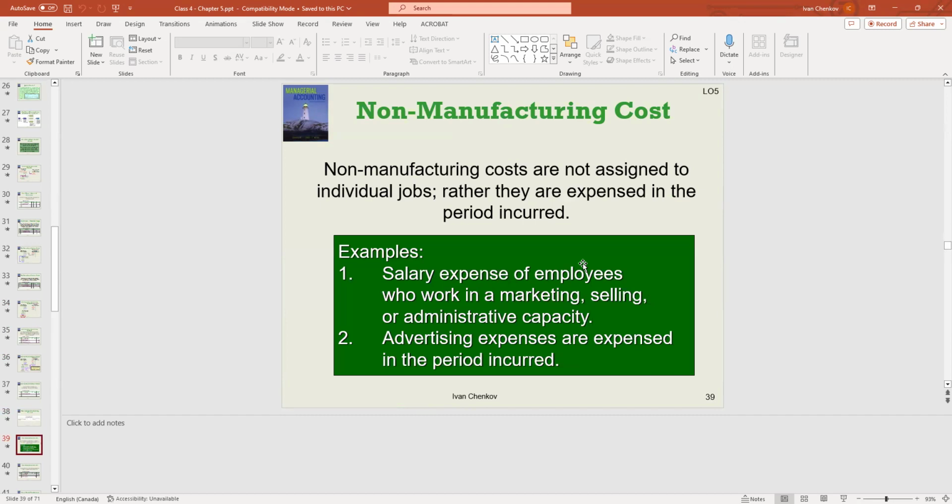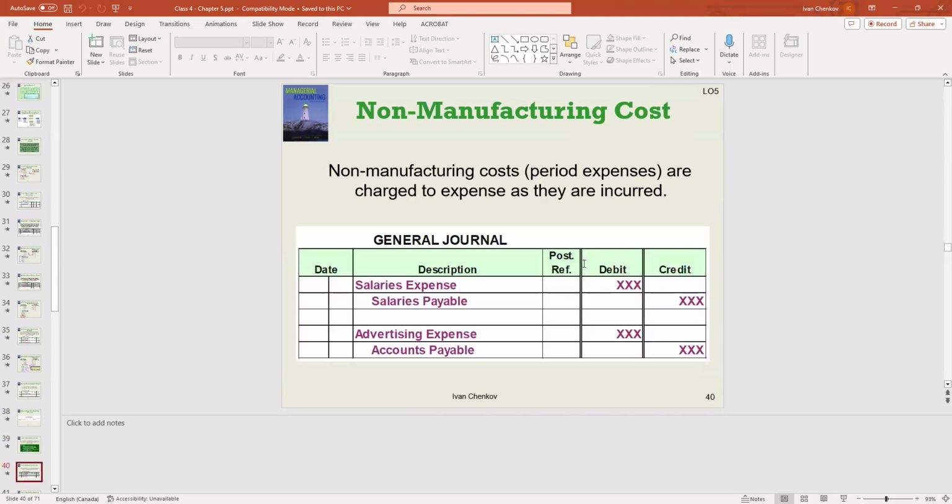What are we going to do with the non-manufacturing cost? Salary expenses for the employees working in marketing and selling, administrative and accounting, and advertising expenses, those not related to manufacturing and production, we're going to directly expense. That will be our operating expenses. Salary expenses, salary payable, advertising expenses, accounts payable, any other expenses, any other payables, directly. Nothing scary here.